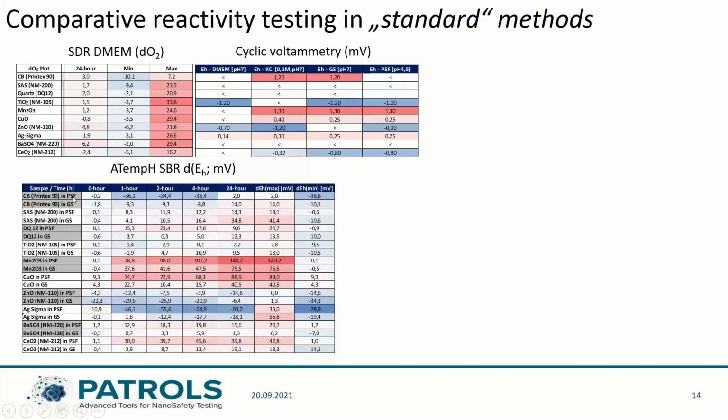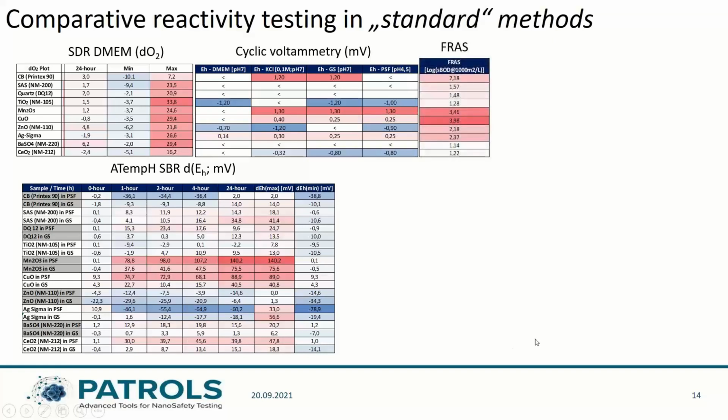So we see it here for Printex 90, and we see it for manganese oxide and for copper oxide as well. We also see the zinc oxides to some extent, but in particular the silver from Sigma is also quite reactive in both fecal lysosomal fluid and Gamble solution. For the silver particles, we actually see both oxidative and reductive behavior, depending on at what time we look at it in the experiment.